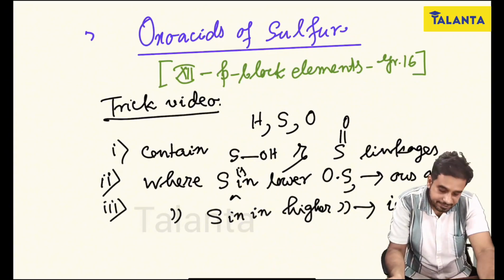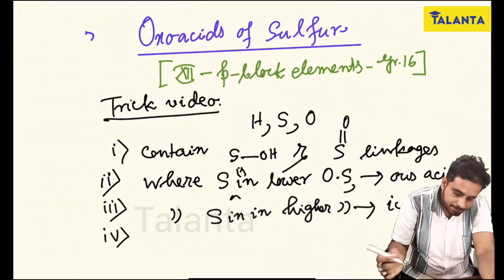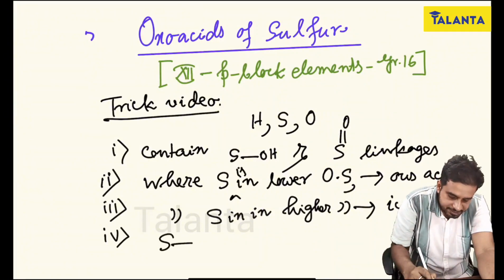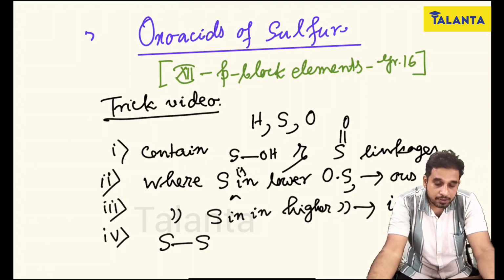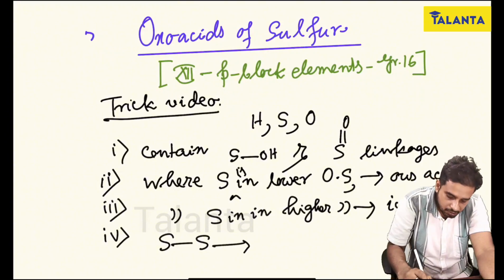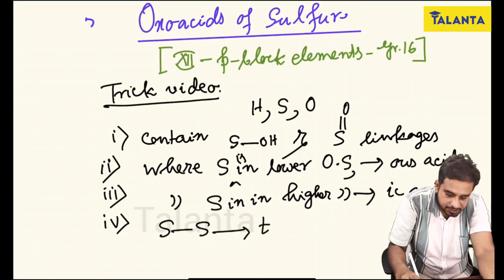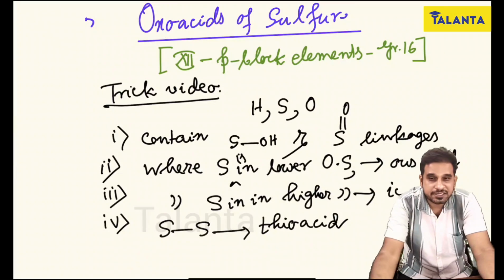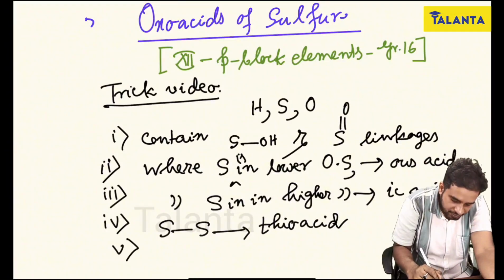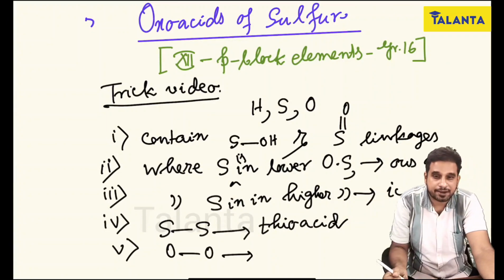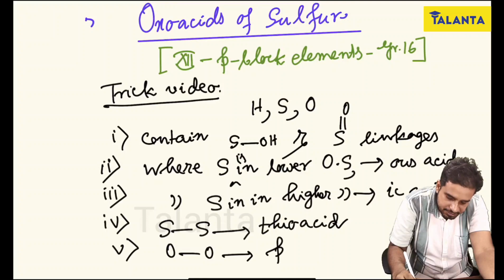The fourth thing: if there is any S-S linkage present in an oxoacid of sulfur, then that acid is referred to as a thioacid, because the IUPAC name of sulfur is thio. And if we get any O-O linkage, that is a peroxy linkage, then that acid is known as a peroxy acid.